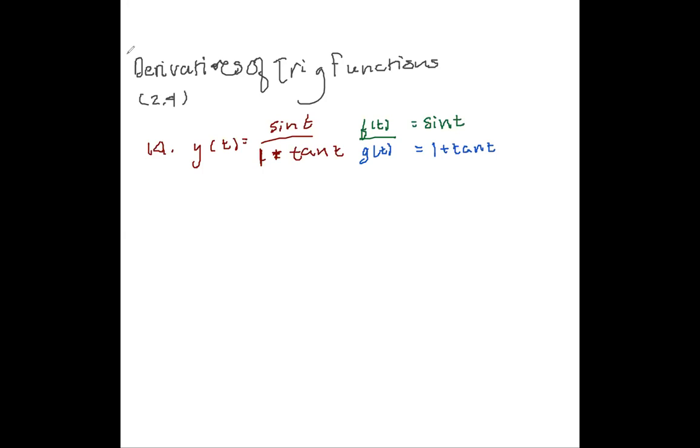Then we can find f prime of t, which is equal to the derivative of sine, which is going to be cosine, and is that negative? No, exactly. And then we have g prime of t, which is going to be what? Yes, we would want to use the quotient rule here.